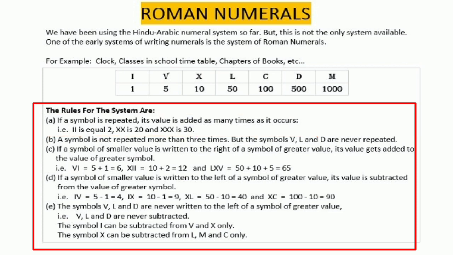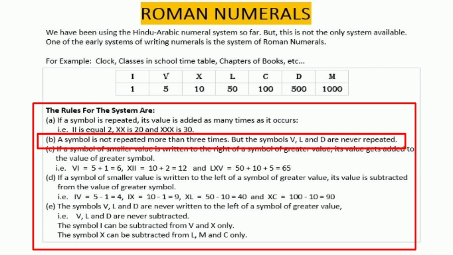Then come to the second rule. A symbol is not repeated more than 3 times. We never use IIII or XXXX. This is not possible. But the symbols V, L, D are never repeated.